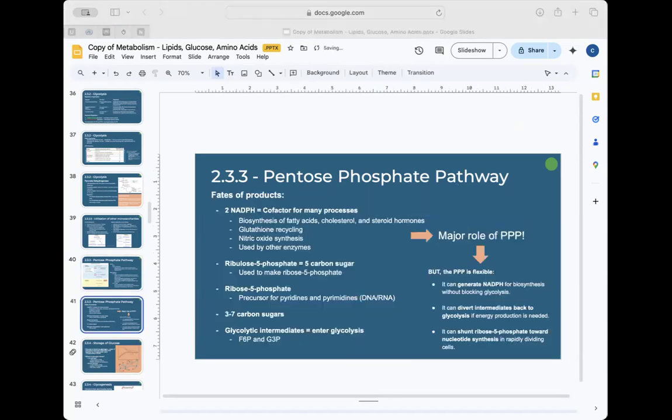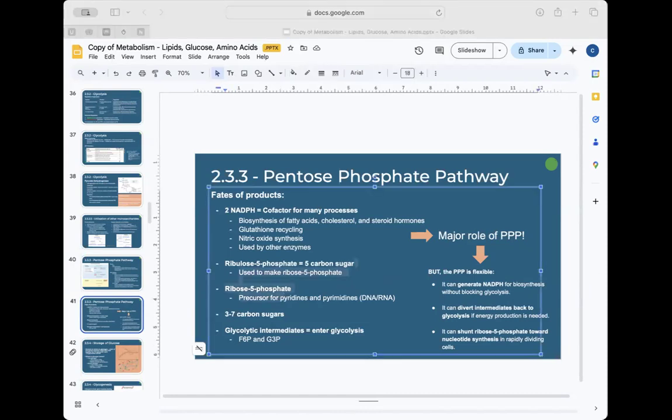Okay, fates of the products then. Basically, NADPH powers loads of biosynthesis and antioxidant processes. Ribose 5-phosphate down here is a precursor for nucleotide synthesis, so also super important. And then other carbon sugars can just loop back into glycolysis if energy is needed. So the pathway is basically important because it's flexible. It supports growth, it supports defense, and metabolism, depending on the cell's need.